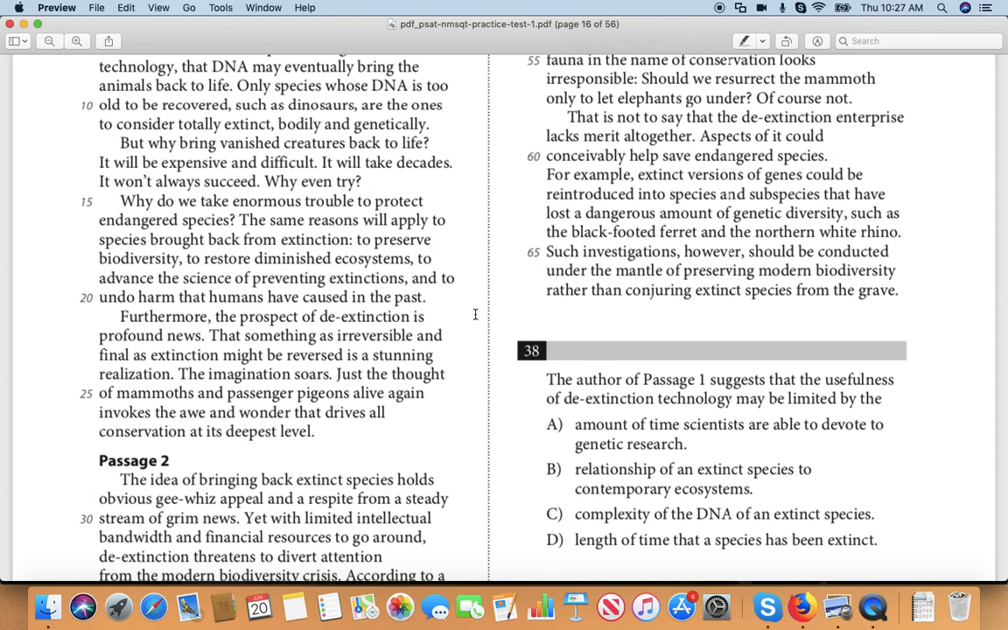Blaze Williams, next paragraph. Furthermore, the prospect of de-extinction is profound news. That something as irreversible and final as extinction might be reversed is a stunning realization. The imagination soars. Just the thought of mammoths and passenger pigeons alive again invokes the awe and wonder that drives all conservation at its deepest level. Good. Okay, great.